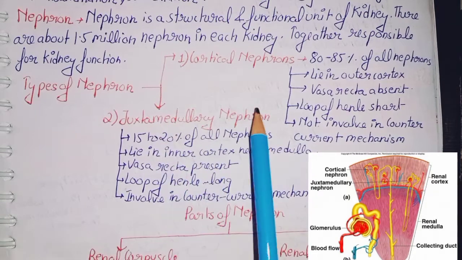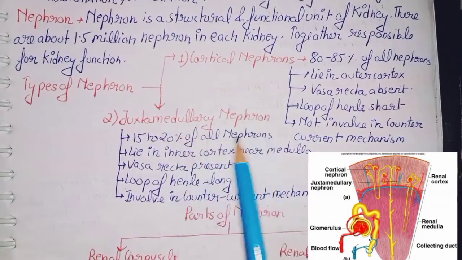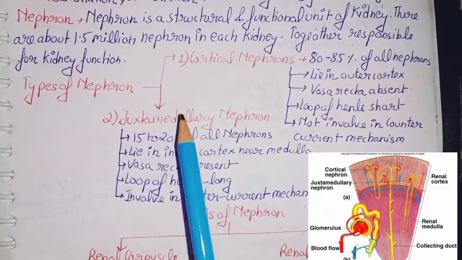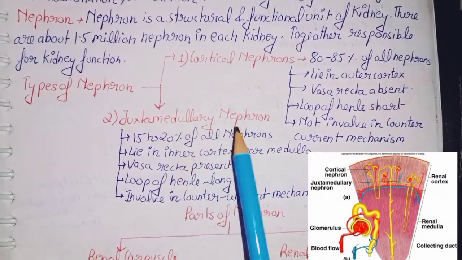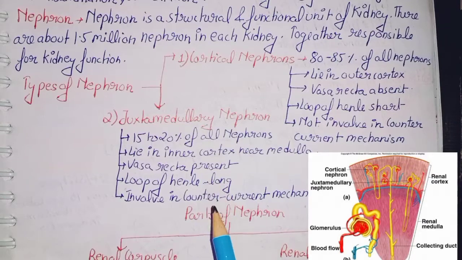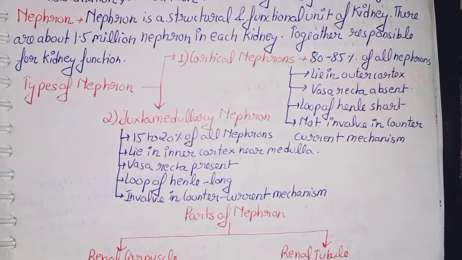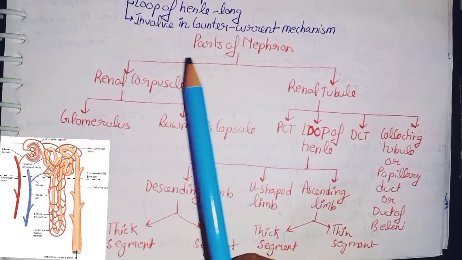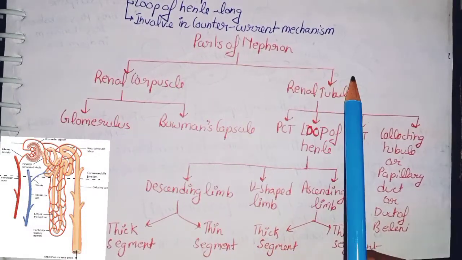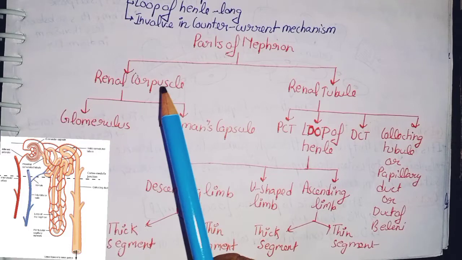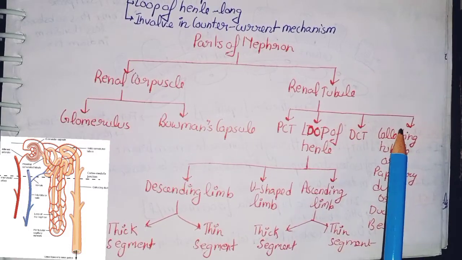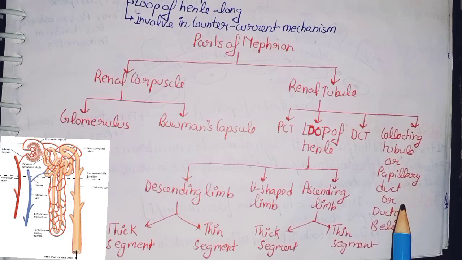However, juxtamedullary nephrons are 15 to 20% of all nephrons, lie in inner cortex near the medulla. Vasa recta is present. Loop of Henle is long and they are involved in countercurrent mechanism. So now coming to parts of nephron, there are basically two parts: renal corpuscle and renal tubule. Renal corpuscle consists of glomerulus and Bowman's capsule. Renal tubules are PCT, loop of Henle, DCT, collecting tubule, or papillary duct or duct of Bellini.